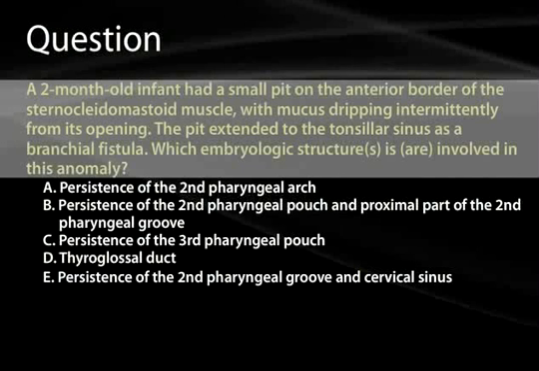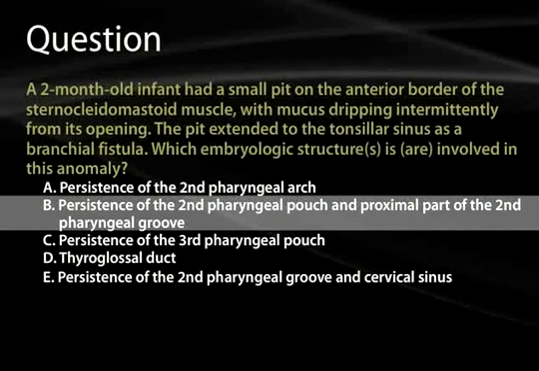Let's try another question. A 2-month-old infant has a small pit on the anterior border of the sternocleidomastoid muscle with mucus dripping intermittently from its opening. The pit extended to the tonsillar sinus as a pharyngeal fistula. Which embryonic structure or structures is or are involved in this anomaly?